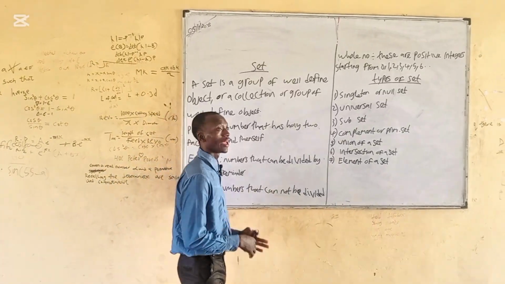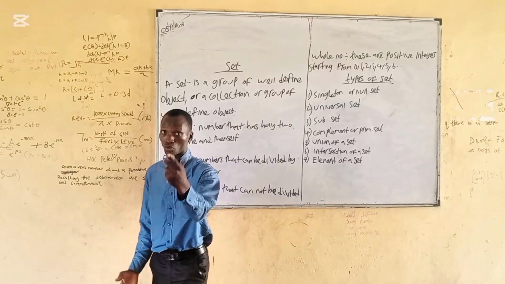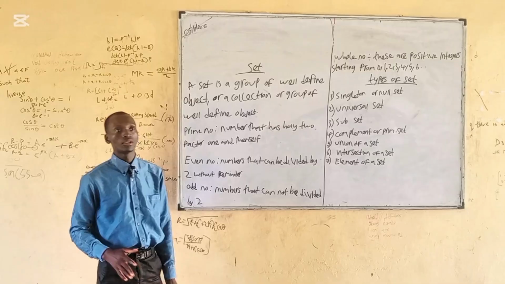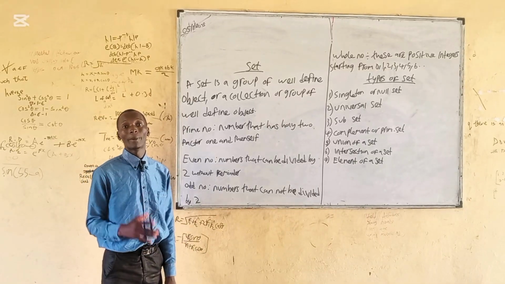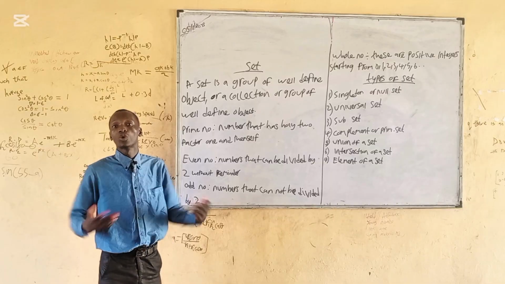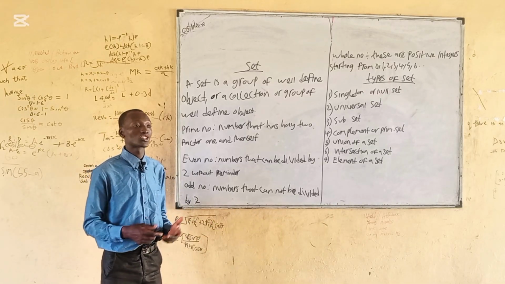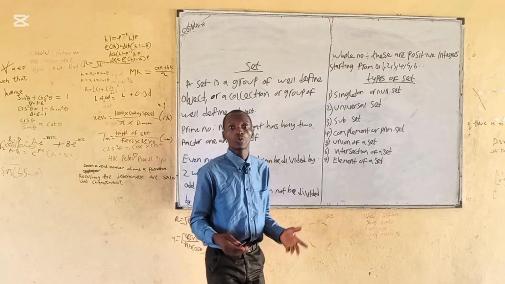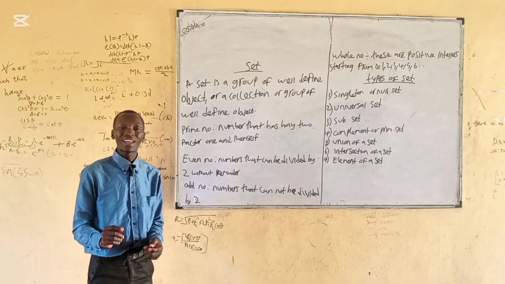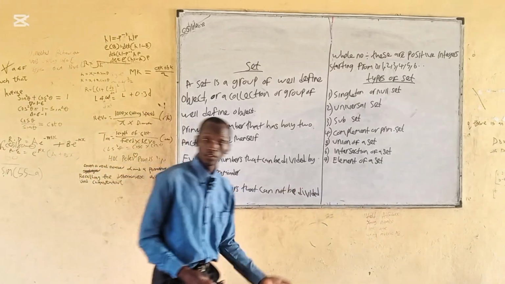Let me break it down to the normal thing we usually go to the market to buy. Your mother sends you: go and get me a set of spoons. When you go to the market, they will ask you, set of what? You can't just say I want to buy a set. A set of what? Is it a math set? Is it a mathematical set or a set of spoons?